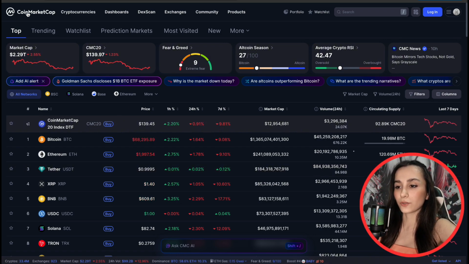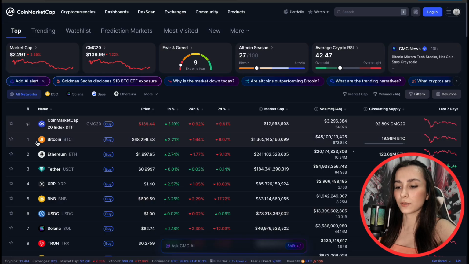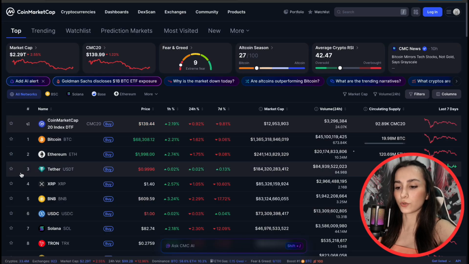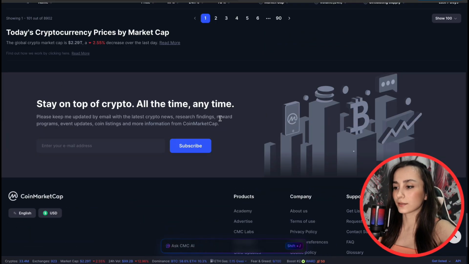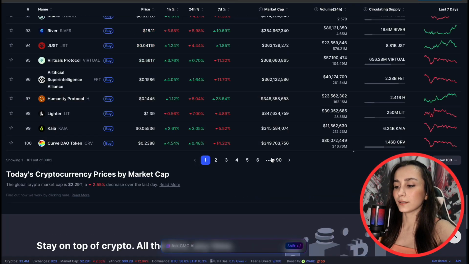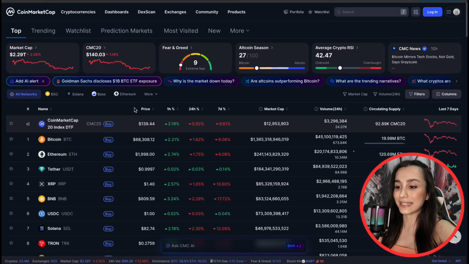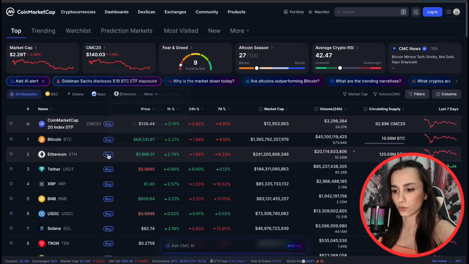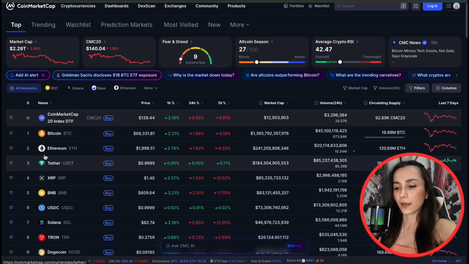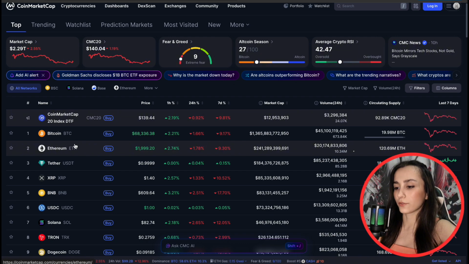When I open CoinMarketCap, on the main page I will see all coins listed on the website. As you see, Bitcoin is number 1, Ethereum 2, Tether 3, XRP 4. It goes like that, plus 90 pages. There are a lot of coins and tokens, so you can check all of them inside that website. That's cool. When I go here, I will check Bitcoin first.